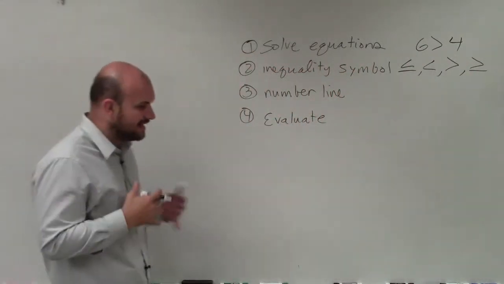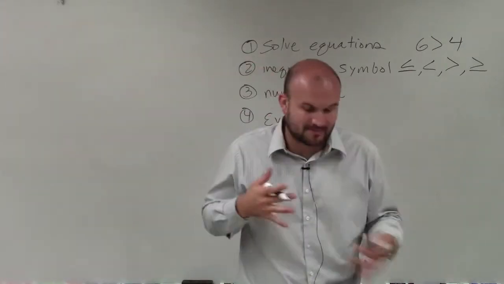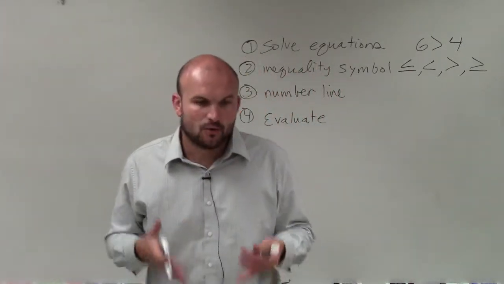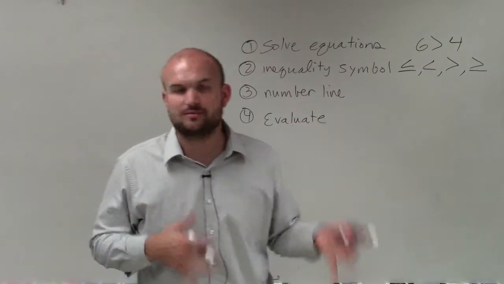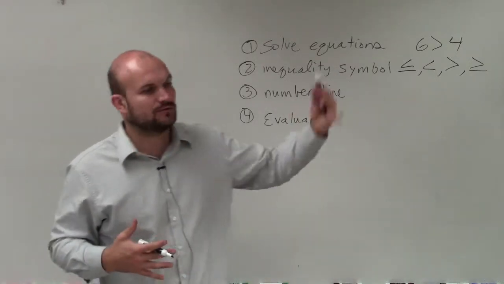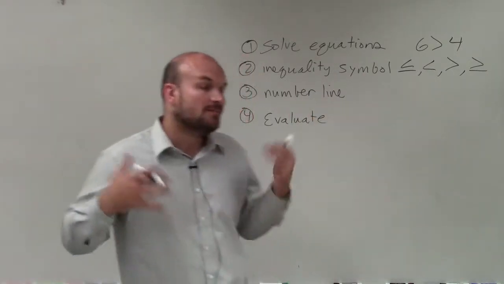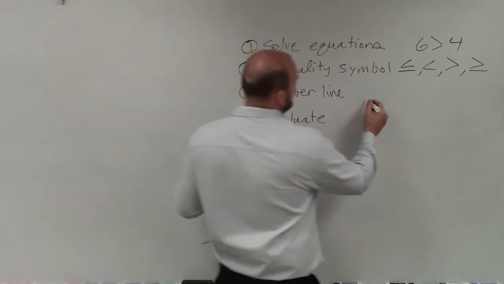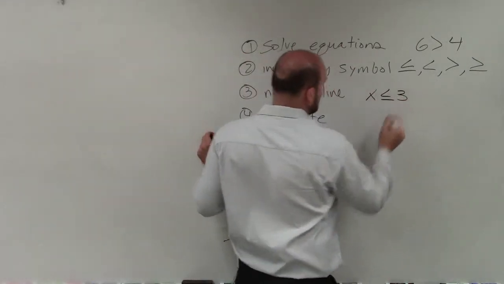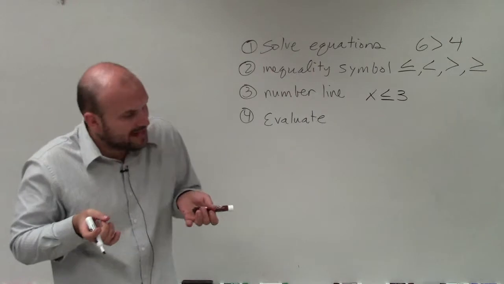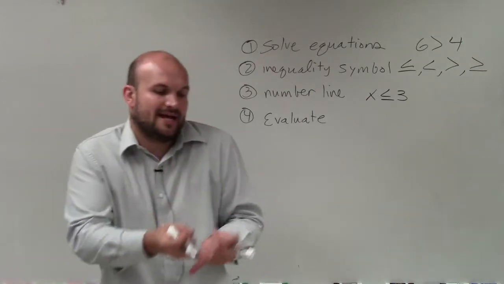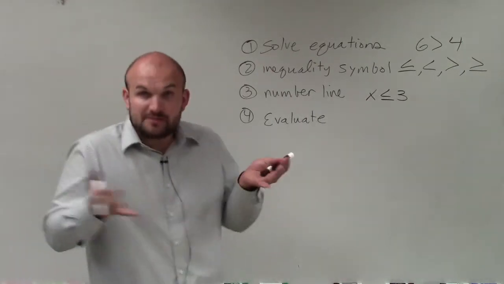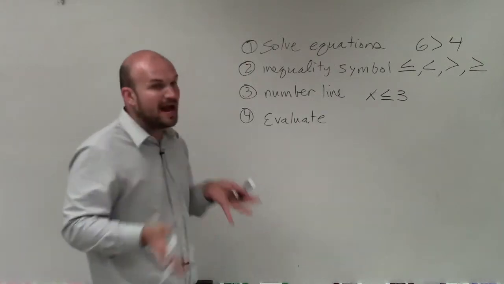The next thing is, when we're solving inequalities, we're not just going to have one solution like an equation. When we solved an equation, we had x equals 4, x equals negative 2. But when we're solving an inequality, we're going to have something like this: x is less than or equal to 3. So x represents a variable that could be 0, negative 5, 1. There are multiple different solutions.